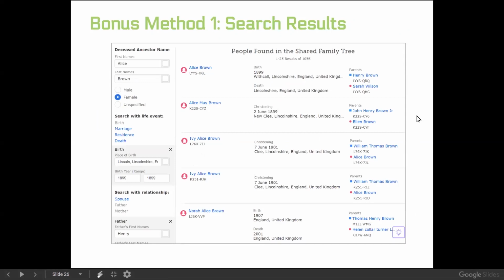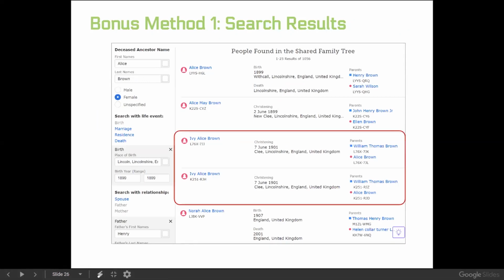So you probably notice that there is an Ivy Alice Brown down here that's got exactly the same christening information and exactly the same parents. So this is very likely a duplicate record, and possibly even a relation to my original Alice that I was searching for. So at least that is something worth checking into. And then if that is a duplicate, I can remove 3 duplicates from the system. I can merge Ivy and I can merge both of her parents.